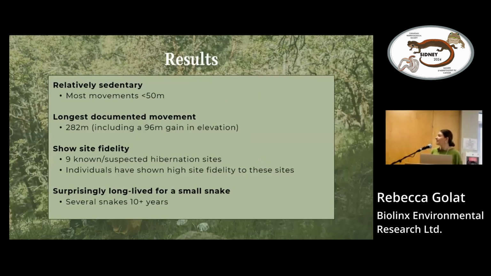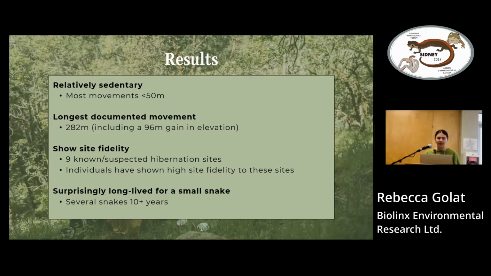Some other results we've noticed is that they're relatively sedentary. They usually move less than 50 meters from their last known location, except for one outlier. In 2022, an adult male moved 282 meters, including a 96-meter gain in elevation. I believe this was over a couple of months, because a snake that is less than 28 centimeters doesn't move that fast.